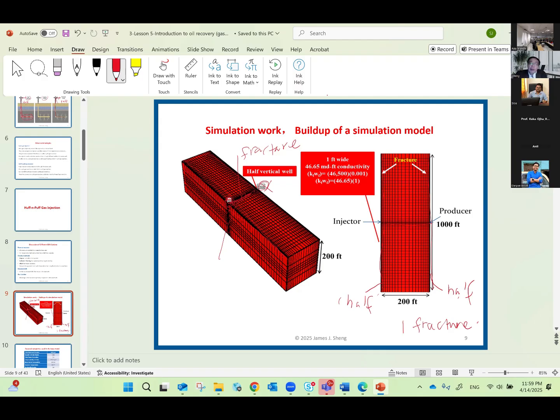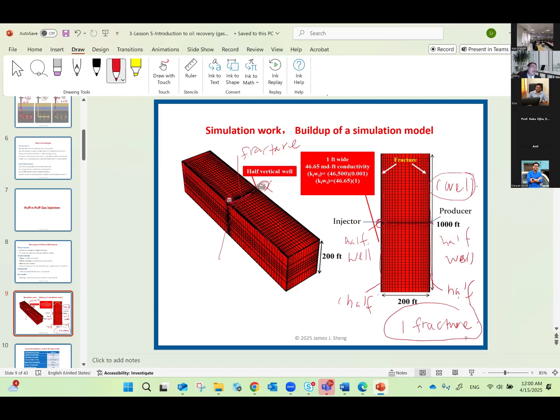All right, so then let's say you have one half well here, and on another side, one half well here. So we add together, it is one well. So simply, what I want to say is, in this model I just use a very simple model, and we simulate one well producing from one fracture.